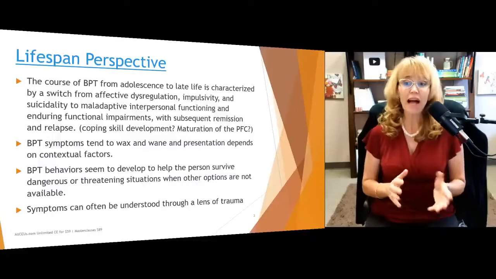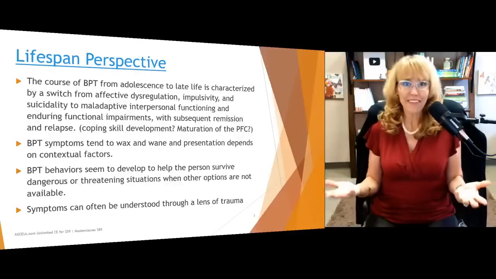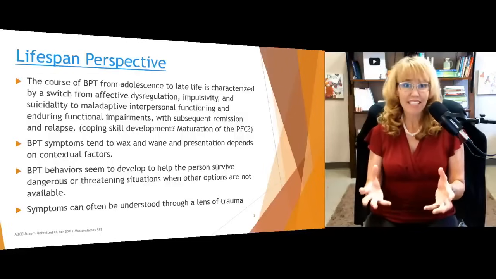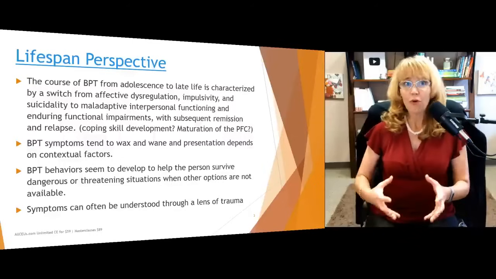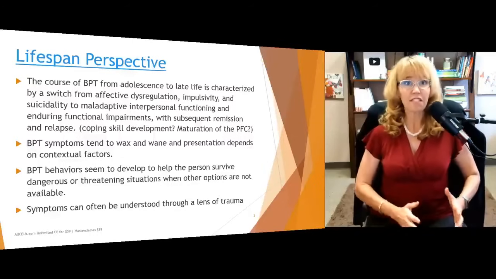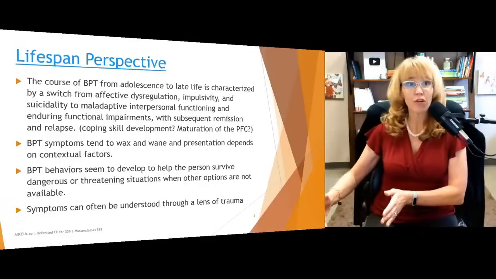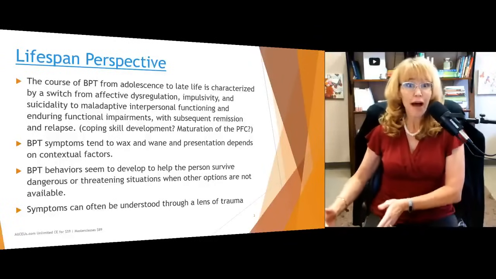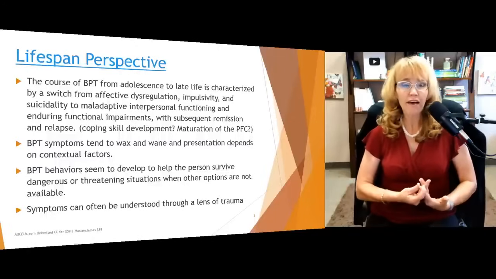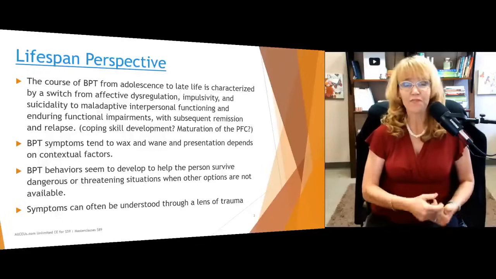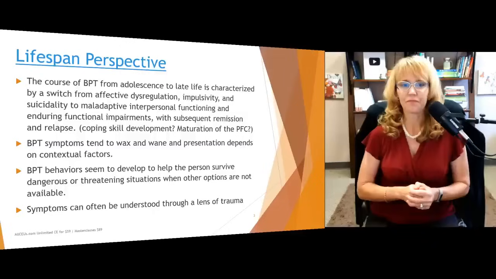BPT symptoms tend to wax and wane, and presentation depends on contextual factors. Well, go figure. Context is where all of the triggers lie. Therefore, if people are in a context in which they feel safe and loved, they are going to react differently than in a context in which they feel threatened and powerless. If they are in a context in which they are not having to trigger their fight or flight mechanism, then they're going to react much differently than when they have to be hypervigilant.